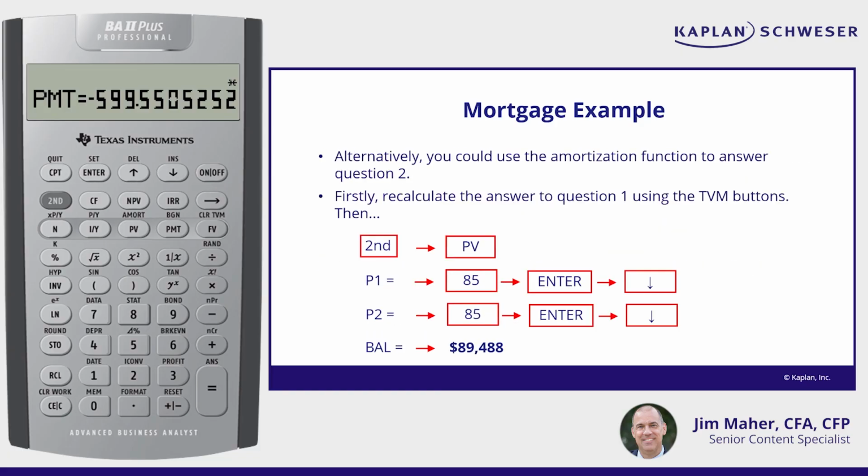Now let's take a look here at how we can calculate it a different way. We're going to go second, and we're going to go present value to bring up the amortization feature. Okay, and P1 we're going to do 85. That's our period 1. We want to know how much our payoff will be at this point. We're going to press enter. Then we're going to scroll down. For P2, we also want to know this at 85. So we're going to press our enter button. We're going to go down. And there's our balance, $89,488.